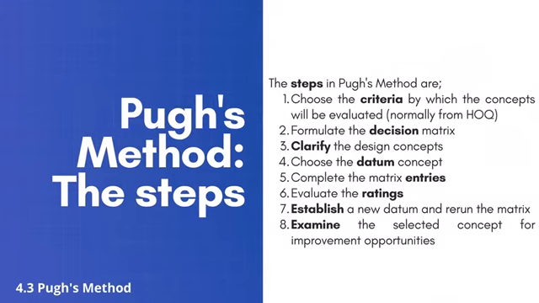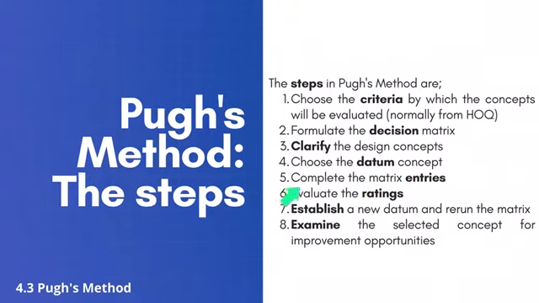There are 8 steps in Park method. First, choose the criteria for which the concept will be evaluated, normally from the House of Quality document. Second, formulate the decision metric. Third, clarify the design concept. Fourth, choose the datum concept or the reference concept or reference product. Fifth, complete the metric entries.